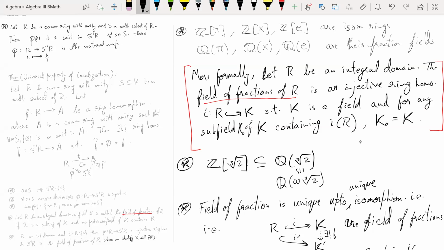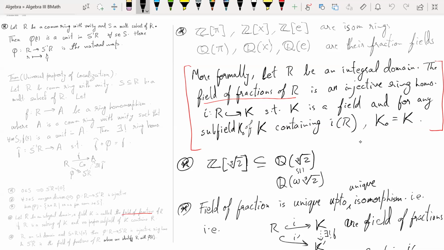But you won't call Q(x) the field of fractions of Z[pi]. You'll call Q(pi) the field of fractions of Z[pi]. Of course, Q(pi) contains a subring which is isomorphic to Z[x], because Z[pi] is isomorphic to Z[x]. That's why when we talk of the field of fractions, we always assume that this is a subring of this, so that there is no confusion. You don't want to think of Q(pi) as the field of fractions of Z[e] as well. It will be even more confusing because you can think of both of them in the complex numbers. So you always think of the field of fractions as something which contains your original ring. Okay, so that's how we think of it.